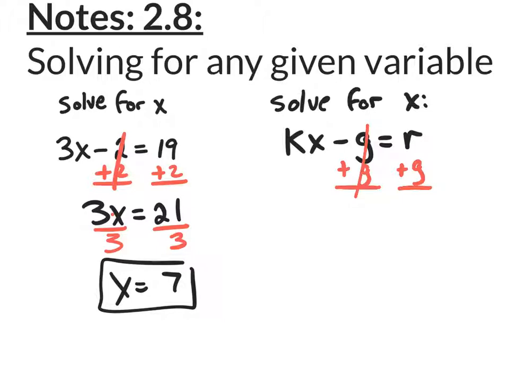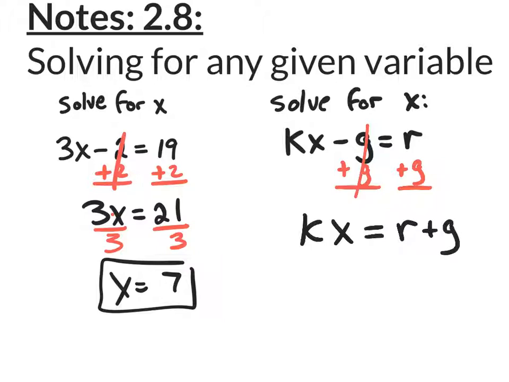Now, r plus g, those are different terms. Could you add r plus g? No, you can't, right? What you're going to do is just rewrite it. It's like saying I have a marker plus 1 eraser. You can't add them together. Like, what do you have? 1 marker plus 1 eraser is exactly that, 1 marker plus 1 eraser. It's not 2 markeracers, right? So what you have is kx is left over on the left side. And on the right side, r plus g, you can't do it, so just rewrite it, r plus g.